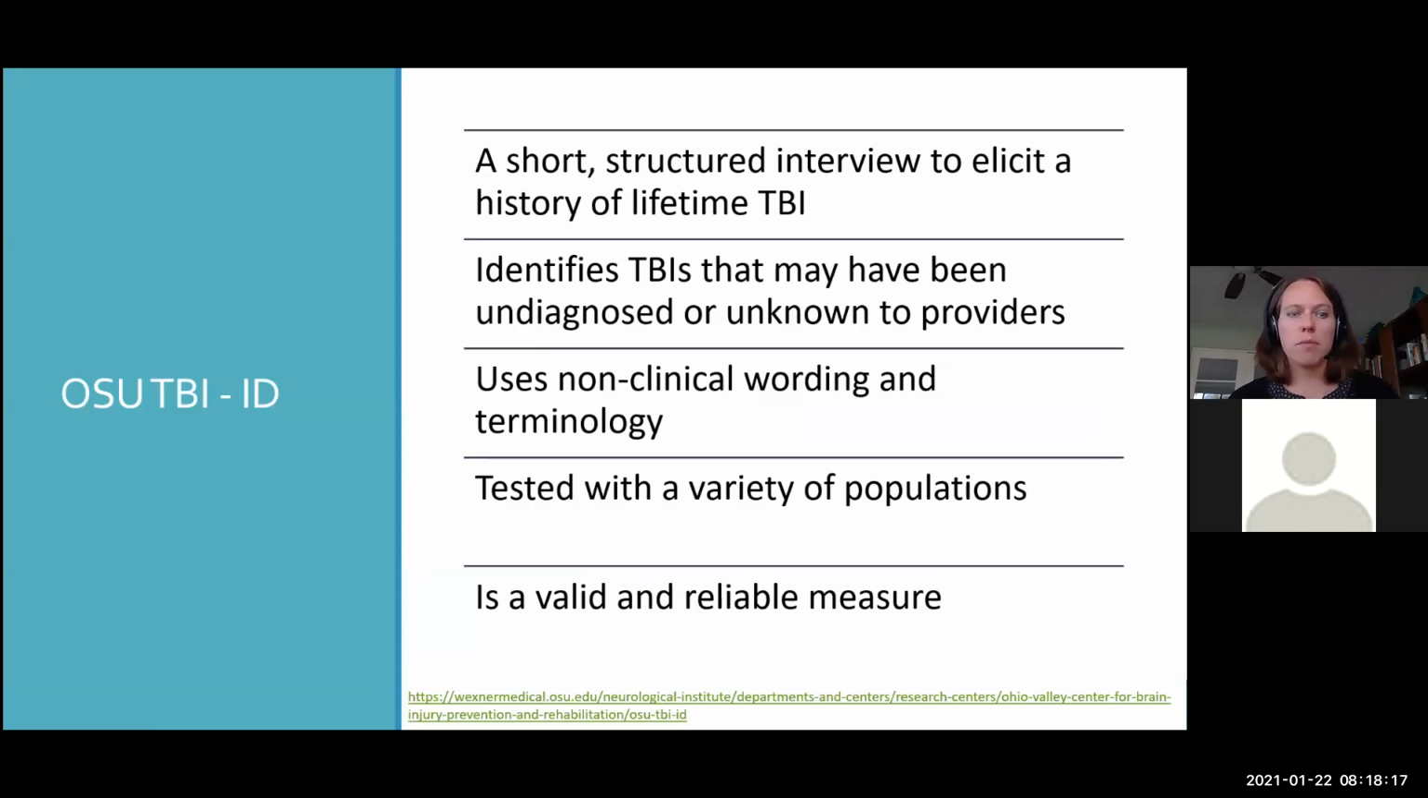So we would definitely recommend using the OSU TBI-ID. There are several screening tools out there. The previous webinar goes through administering the OSU more significantly, but partially it's recommended because it's been tested with a variety of populations, and a lot of these populations that we're talking about in today's session, people who have been incarcerated or in the justice system, people experiencing homelessness. So it's been found to be valid and reliable with these populations, which can be hard to do sometimes. We don't often find tools that are specific to these folks.